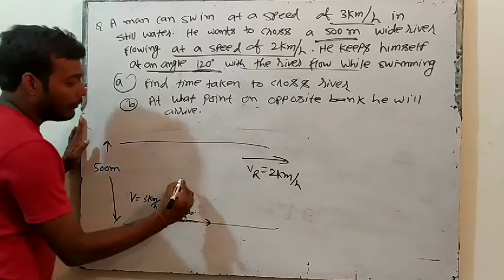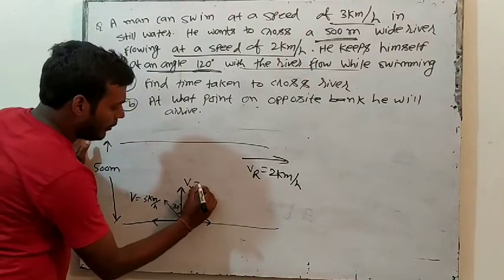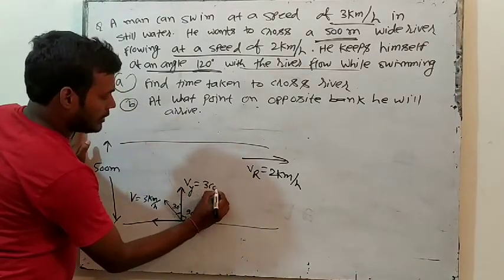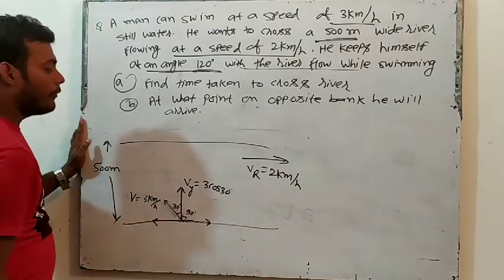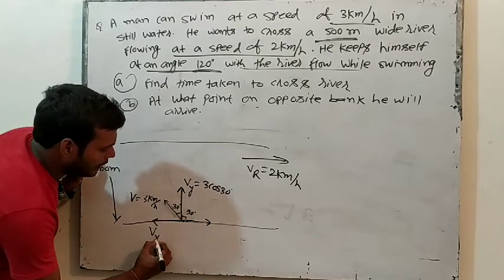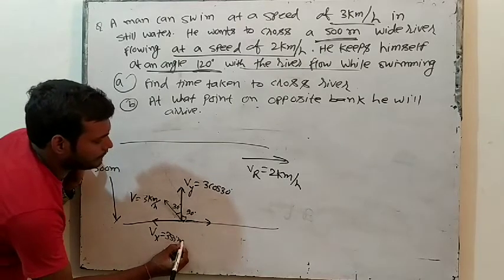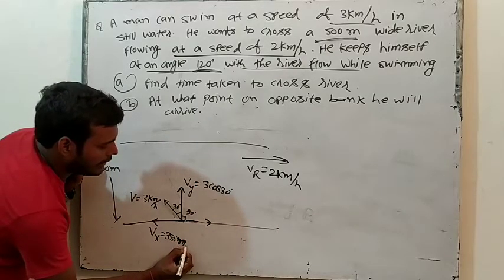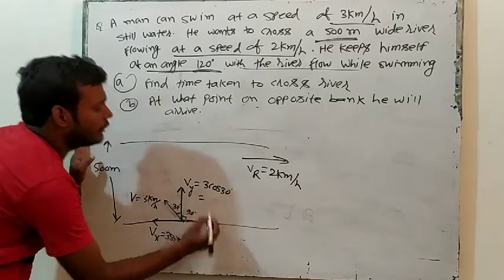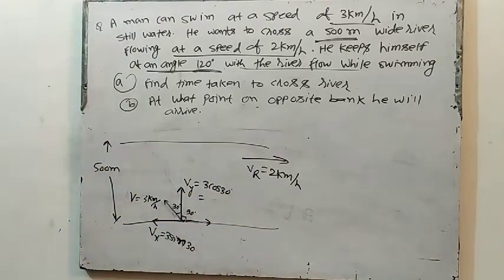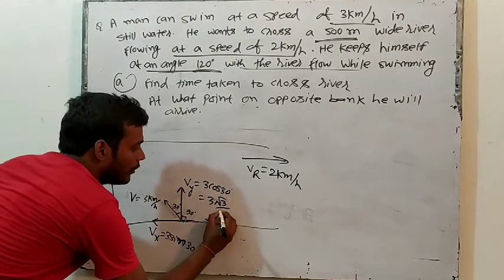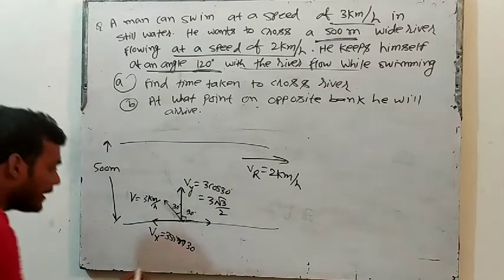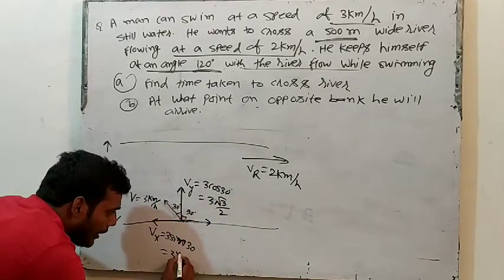The component with which it makes the angle is cos. So velocity in y will be how much? 3 cos 30. How much angle is made? 30 degrees. So vy will be 3 cos 30, and vx will be 3 sin 30. What is the value of cos 30? Root 3 by 2. So this will be 3 root 3 by 2. And what is the value of 3 sin 30? 3 into 1 by 2.